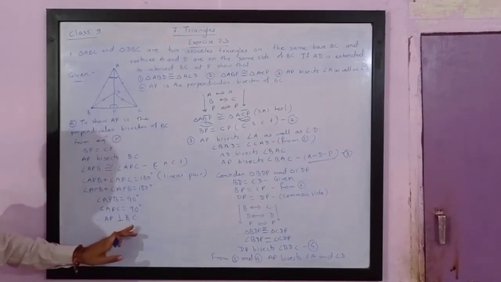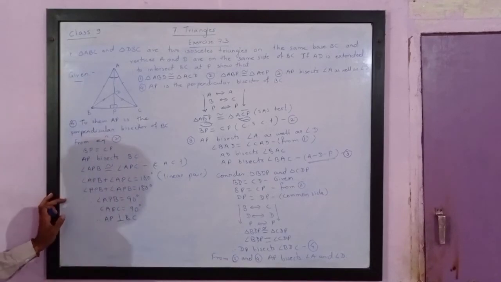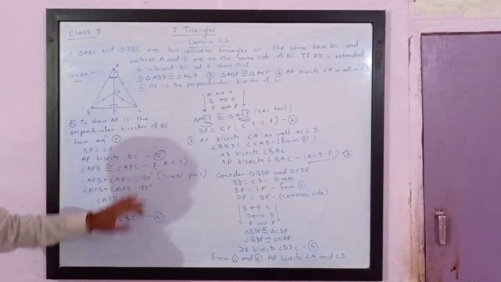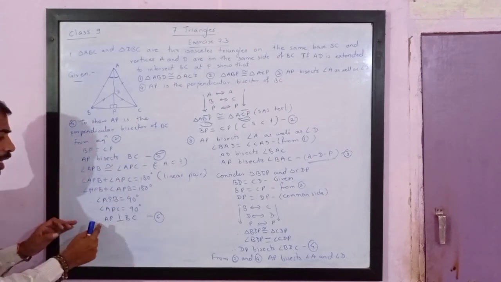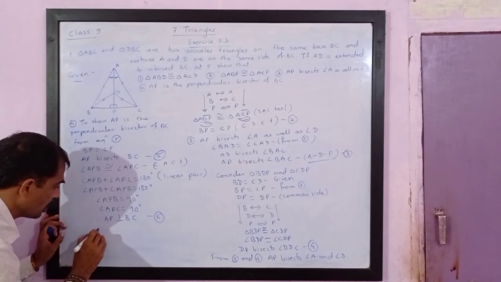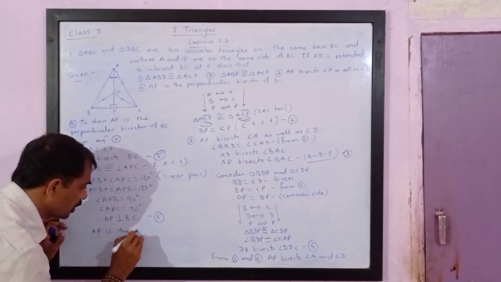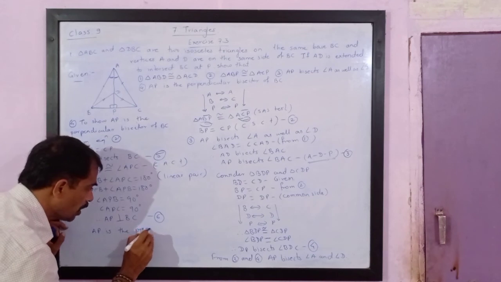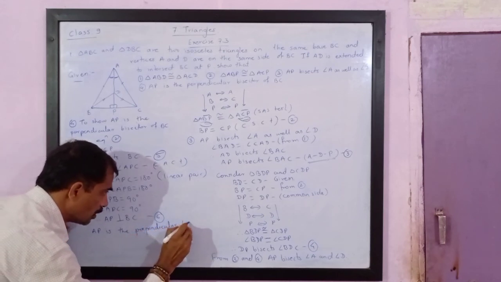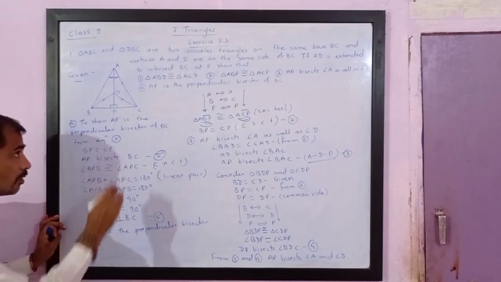Now, AP is perpendicular to BC and AP bisects BC. So, from these two results, results 5 and 6, AP bisects BC and AP is perpendicular to BC. So, I can say that AP is the perpendicular bisector of BC.